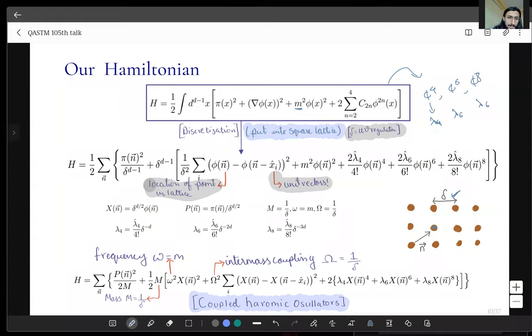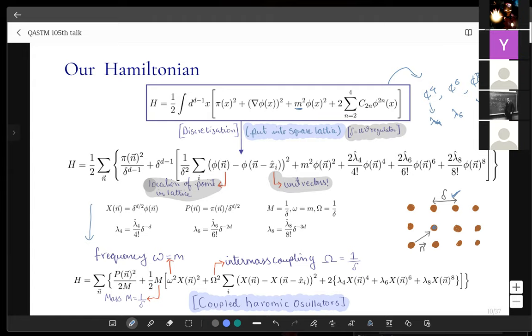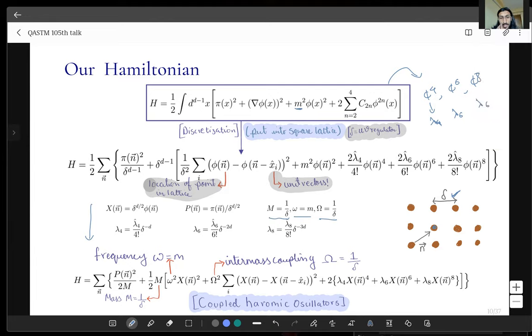Now what we do is we redress this theory. We dimensionally scale this such that it represents a coupled harmonic oscillator. We have done this with m, omega and sigma intentionally, so that it resembles a coupled harmonic oscillator. When we do this dimensional scaling, we get this. Omega is the frequency, which is related to the mass m of the theory, and the lattice spacing is the mass of this oscillator, and the intercoupling between the coupled harmonic oscillators is given by capital sigma, which is 1 by delta.